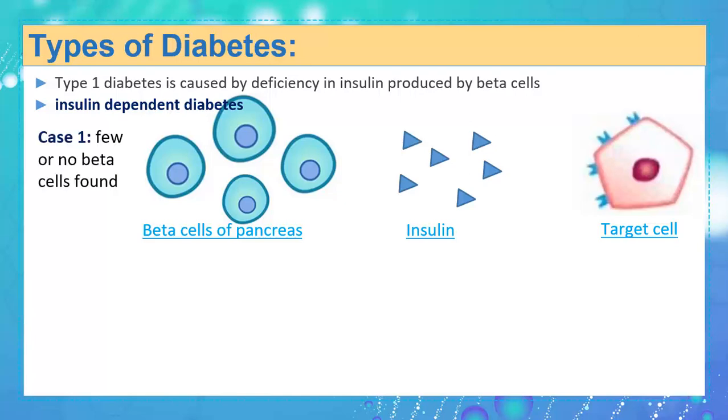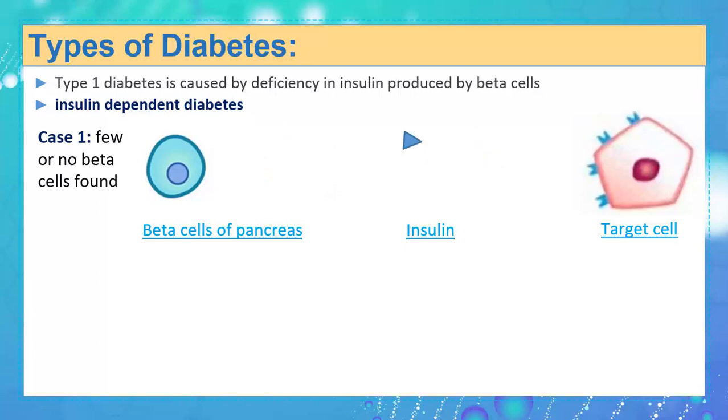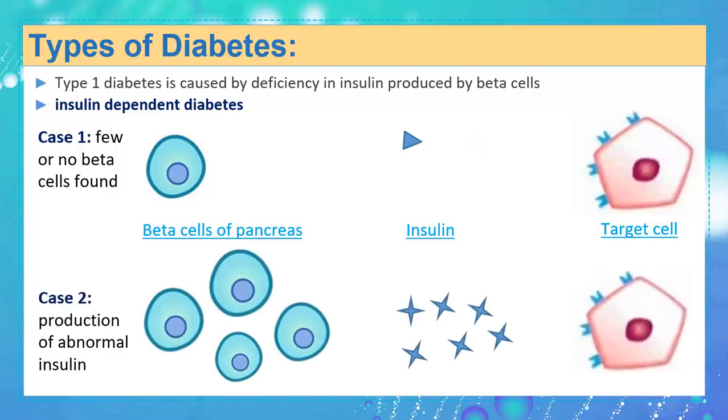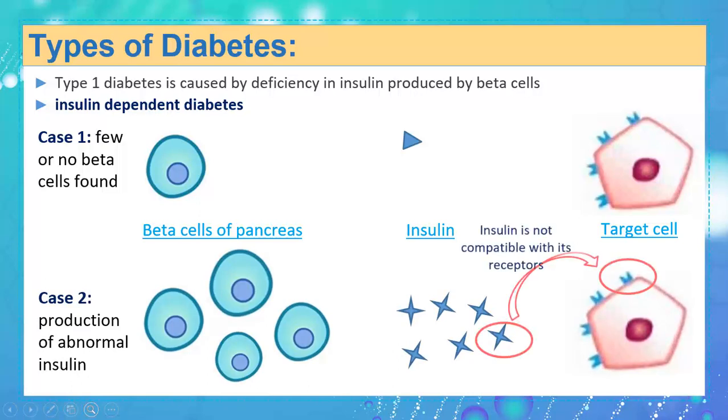However, in some cases, few or no beta cells are found, which leads to a decrease in the amount of insulin produced and thus a decrease in the uptake of glucose from blood. In another case, the shape of insulin produced is abnormal, where it's incompatible with the receptors of the target cell, and thus glucose remains in the blood. This type of diabetes can be simply cured by taking injections of insulin through the bloodstream.